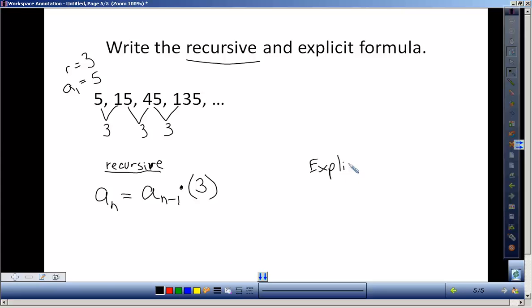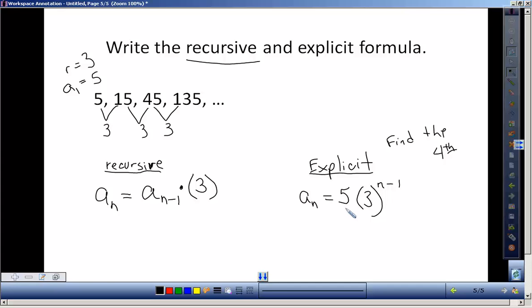Let's go over to the explicit formula. Our formula for the explicit said that any term is equal to the first term, so a sub 1, that was 5, times the common ratio, which was 3, to the n minus 1 power. Now, this is the explicit formula. I could use this to find the 100th term. You know, let's find the 4th term, just because it's a smaller number, okay?